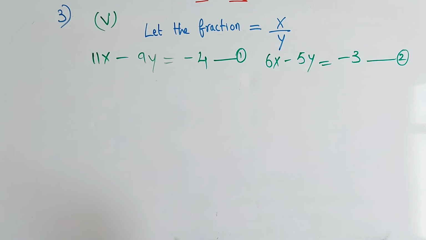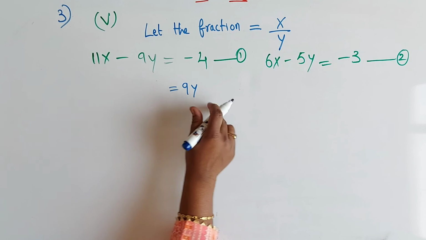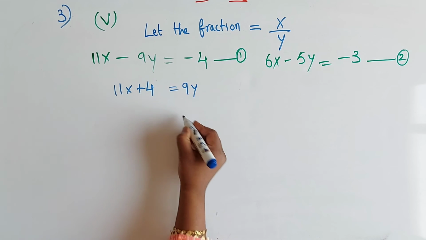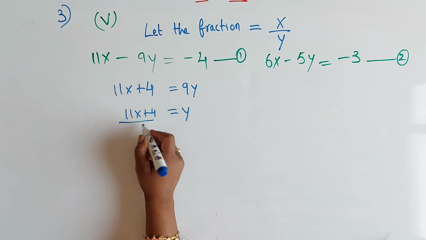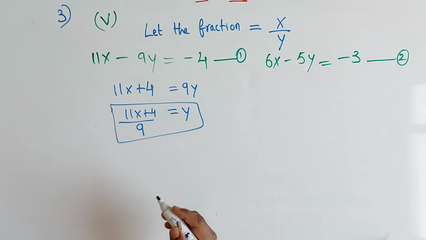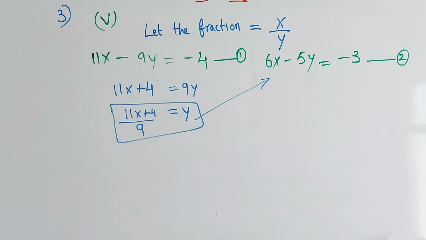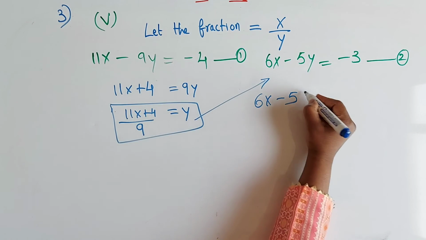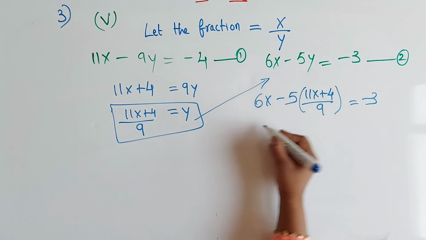From the first equation, we can write 9y equal to, send this minus 9y to the right hand side. So positive 9y equal to, minus 4 will come here, 11x plus 4. Now the y value is 11x plus 4. This 9 will come as the denominator, divided by 9. Y equal to 11x plus 4 divided by 9. Now put this value into the second equation, children. 6x minus 5, in place of y we have to write this, 11x plus 4 divided by 9, equal to minus 3.